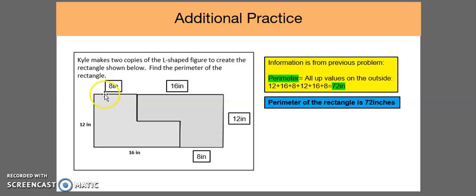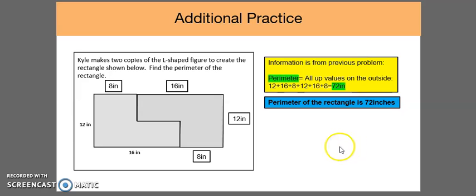Okay, so from the previous slide, what I did was included the other missing lengths so that we can include this. So you can feel free to pause the video, rewind, and find those values. After we do that, we know that perimeter means that we're going to add up all the sides on the outside, and when we do that, we add up all these values, and these are the same values around this figure, and we get a perimeter of 72 inches. So the perimeter of the rectangle is 72 inches.